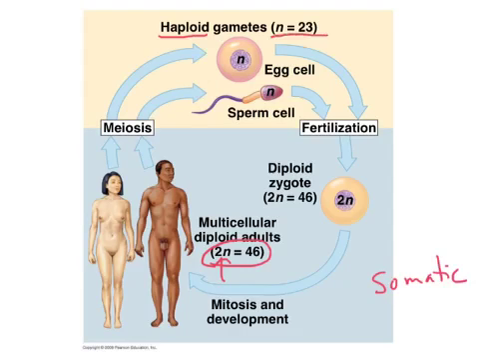Now, this exact number varies from organism to organism. For example, dogs have 78 chromosomes. 78 is their diploid number. That means that their haploid number is actually 39. Cats have a diploid number of 38.